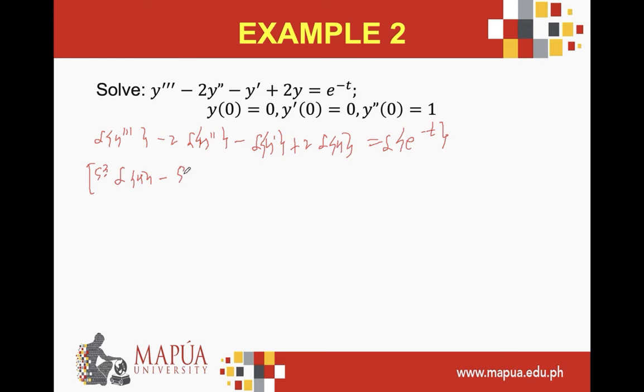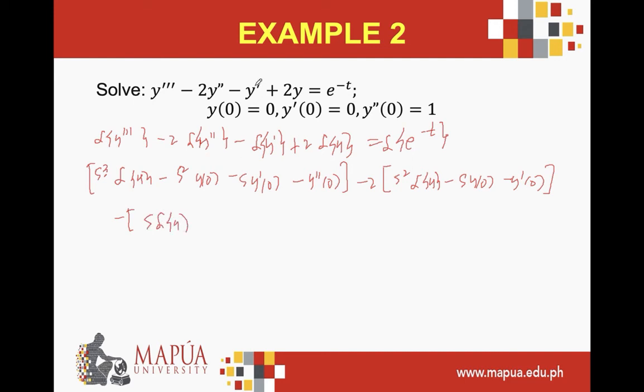minus s squared y of 0, minus s y prime of 0, minus y double prime of 0. Minus 2 quantity s squared Laplace of y minus s y of 0 minus y prime of 0, minus quantity s Laplace of y, so this is Laplace of negative y prime, no? So minus y of 0, and then plus 2 Laplace of y, so just copy, equals 1 over s plus 1, where a here is negative 1.